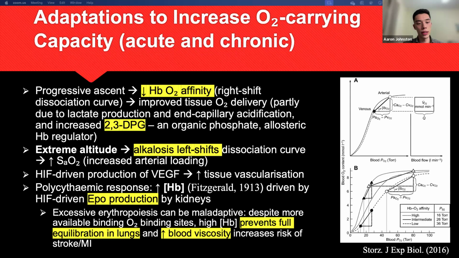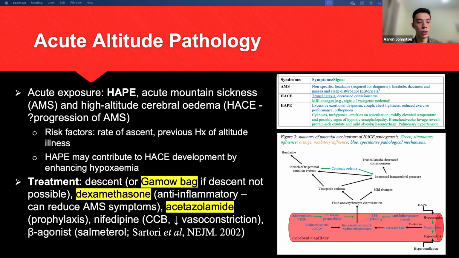There's also increased vascularization of the tissues driven by VEGF, which, as I said, is transcribed following activation of HIF or translocation of HIF to the nucleus. You've also got a polycythemic response, increased hemoglobin. This was reported by Mabel FitzGerald in the early 20th century, as well as EPO production by the kidneys. Obviously, she didn't know about erythropoietin or HIF at that time, but it's subsequently been elucidated that that's the mechanism of increased hemoglobin production. However, it should be noted that excessive erythropoiesis is maladaptive. It can increase blood viscosity and lead to strokes and myocardial infarction.